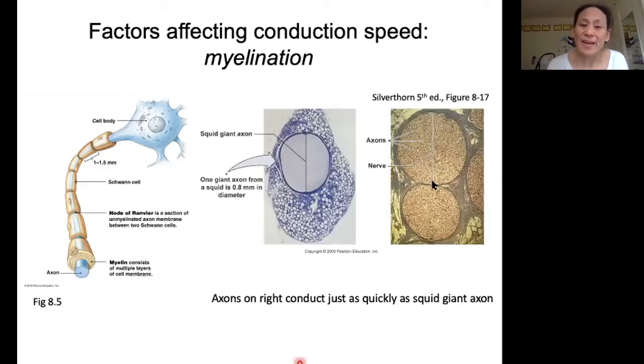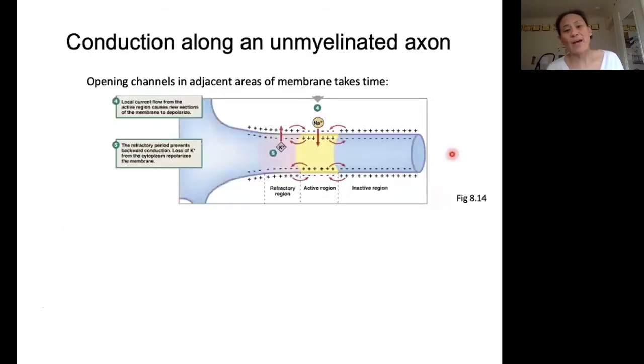Okay, so looking at this picture here, what you're looking at on the right is another cross section through a nerve. Each of these little kind of grainy things is a cross section through one axon, okay? And each one of these little axons can conduct action potentials just as quickly as this big squid giant axon right here. How does it do it? Myelination. Okay, so myelination is really a huge factor in speeding up action potential conduction. So let's take a look at how that works.